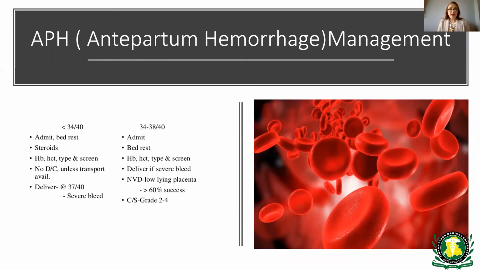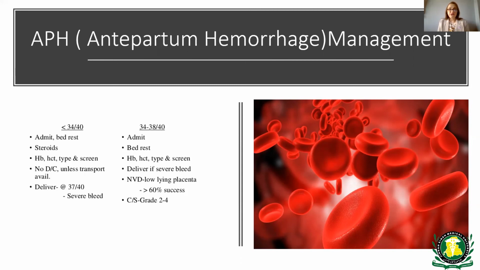If a lady is less than 34 weeks pregnant, she will need admission and bed rest. We give steroids to boost up the baby's lungs. We send bloods for a full blood count, hematocrit, and blood group and save. Do not discharge such ladies who come with antepartum hemorrhage unless they live very close to the hospital, like 5-10 minutes, and can easily come back. Aim to deliver such ladies around 37 weeks. And if she's severely bleeding, obviously you will need to have an emergency cesarean section for her.